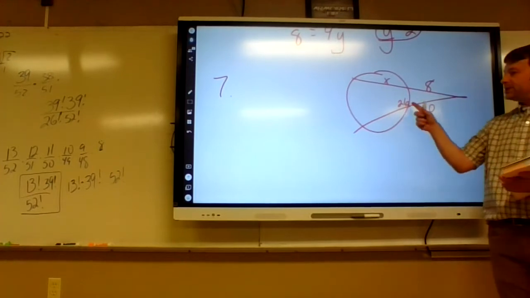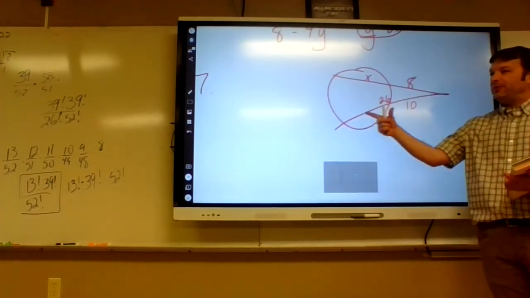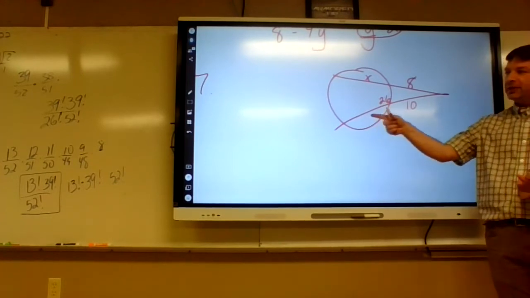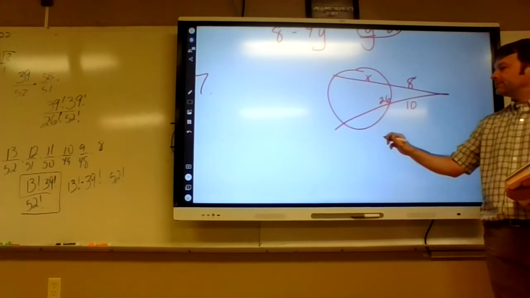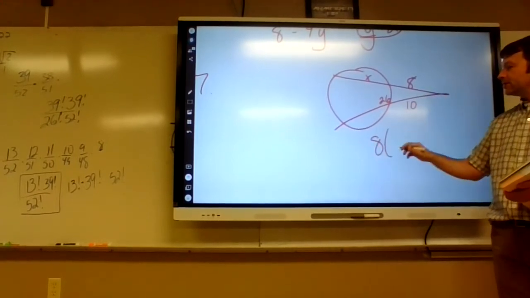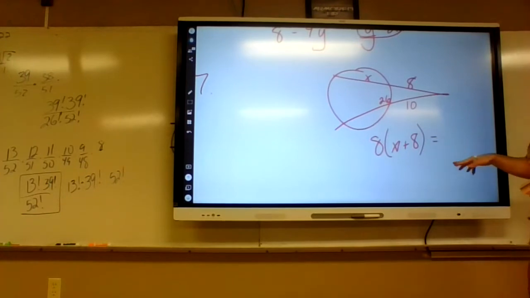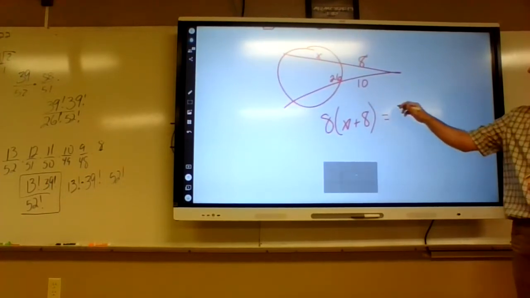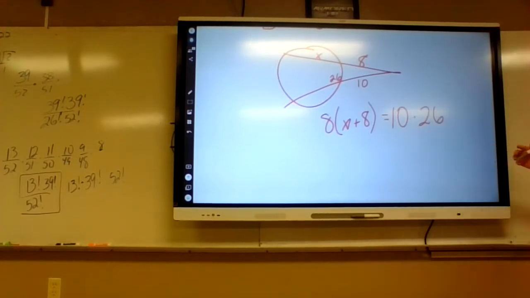Okay, you could do 26 minus 10 to find this, but we don't really need that, because remember we need the whole thing, not the inside. So on the top, what's the outside? 8. What's the whole thing? 8 plus X. On the bottom, what's the outside? 10. What's the whole thing? 26. So we didn't really need to figure out the 6. So 260.